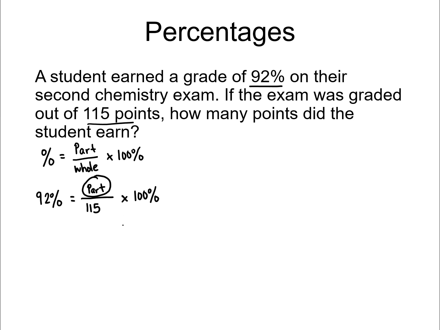So to solve this, we have to isolate the part on one side and everything else on the other. So you can treat the part like x, okay? The first thing we're going to do, I'm going to change colors here, is multiply everything on both sides by 115. What that does is gets rid of that 115 in the denominator.